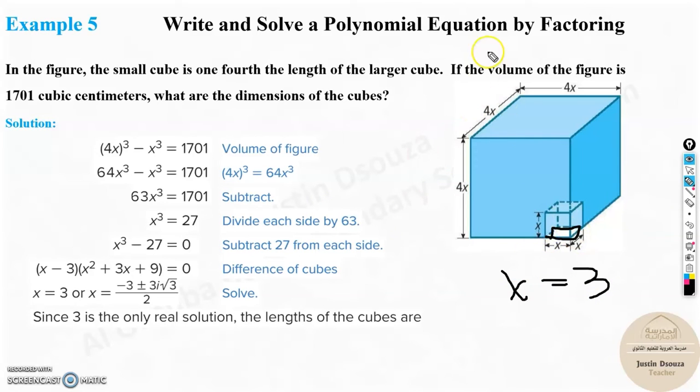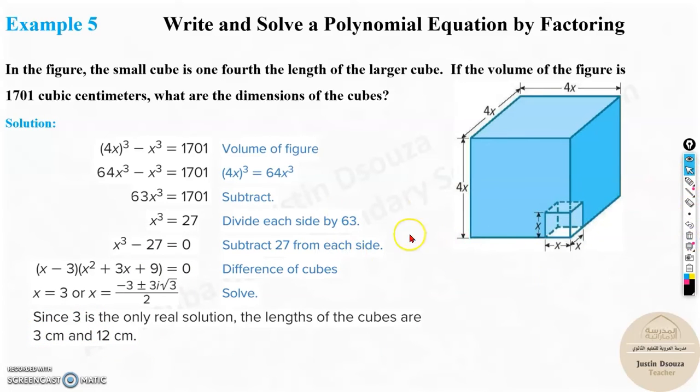But what is the main length dimension of the cube? It should be 4 times 3, that is 12. So the small cube, x is 3, but the length of the bigger cube is 4x, so it is 12. So I hope this is clear. The small one is 3 and the big one is 12.